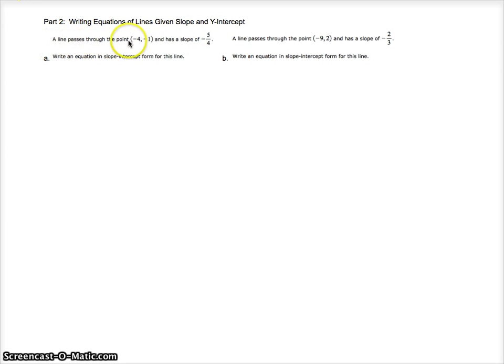So for part A it says the line is passing through (-4, -1) and has a slope of -5/4. Write an equation in slope-intercept form for the line. So here's where we're going to start. We're going to start by identifying slope-intercept form as y equals mx plus b.